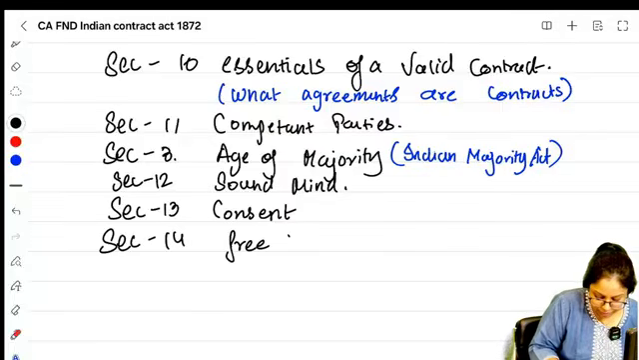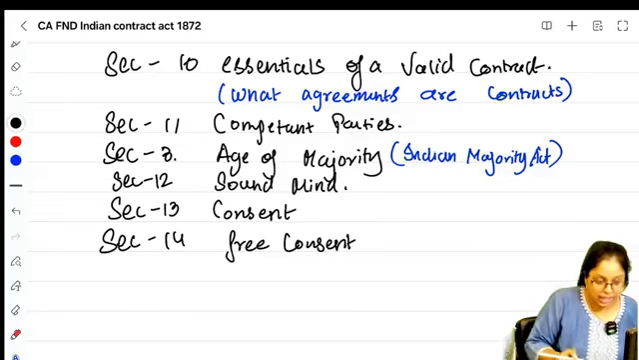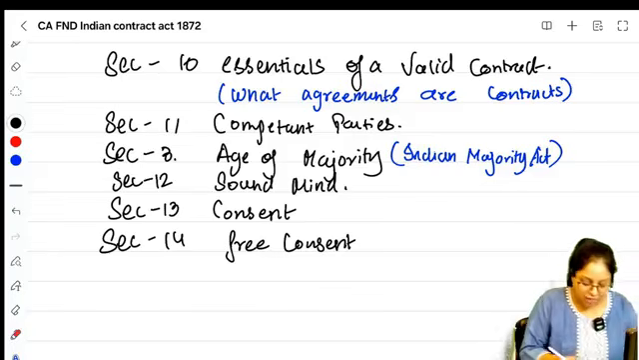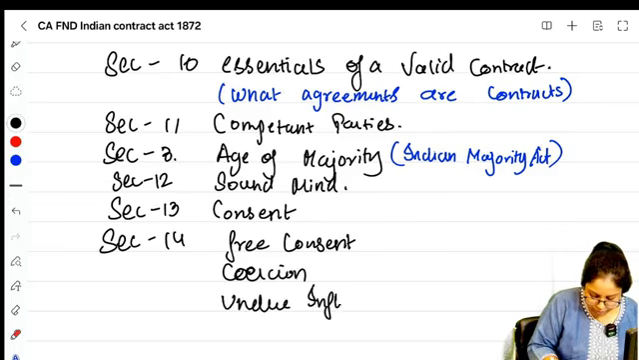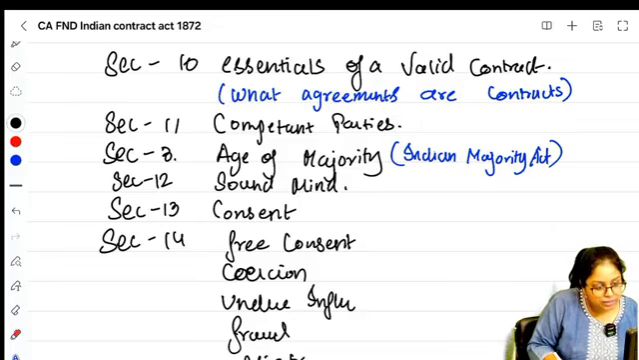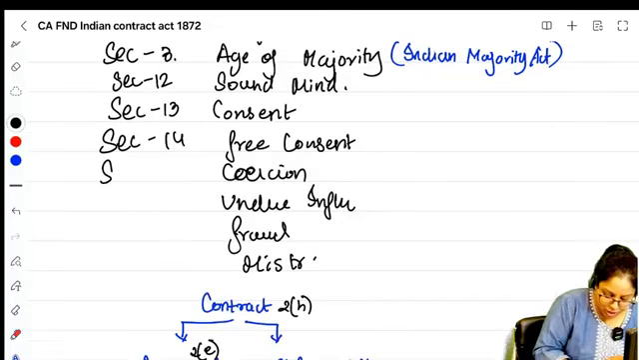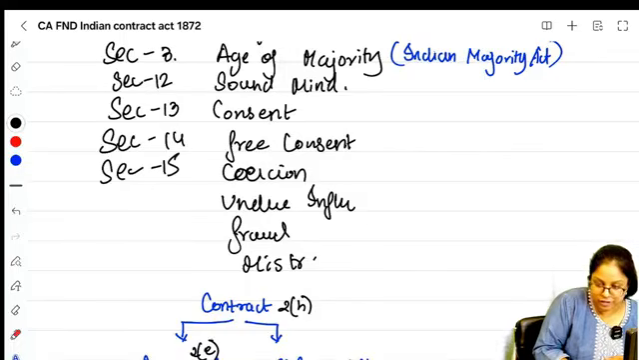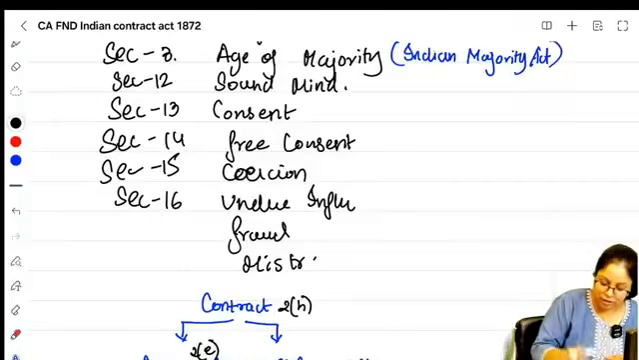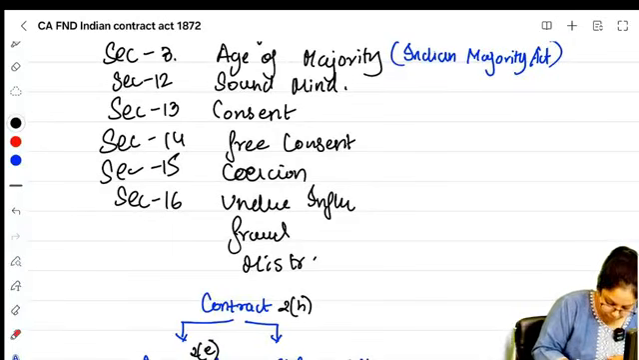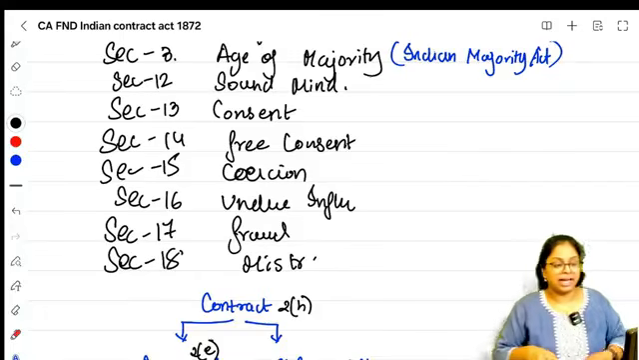Section 14, free consent. Next, when is consent said to be free? When it is not obtained by coercion, undue influence, fraud, misrepresentation. Ma'am, what are the sections for these? Look here: coercion is section number 15, undue influence is section number 16, fraud is section number 17, misrepresentation is section number 18.